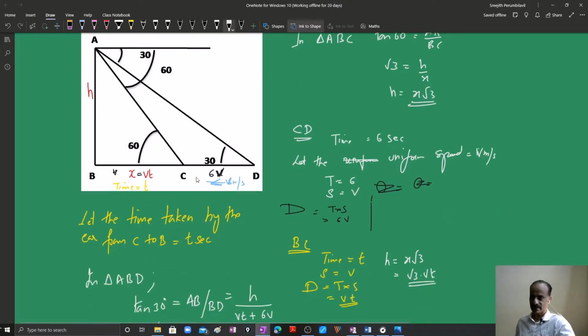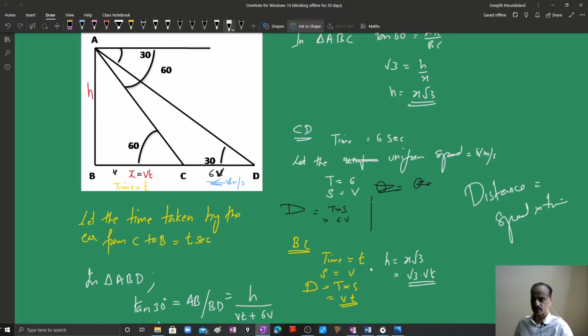We keep that there. Now for CD, the uniform speed is given as V meters per second and 6 seconds is the time. We use the formula that distance is equal to speed into time. That is 6V. Similarly, for BC, the uniform speed is V, and let the time taken be t seconds. This t is what we have to find.